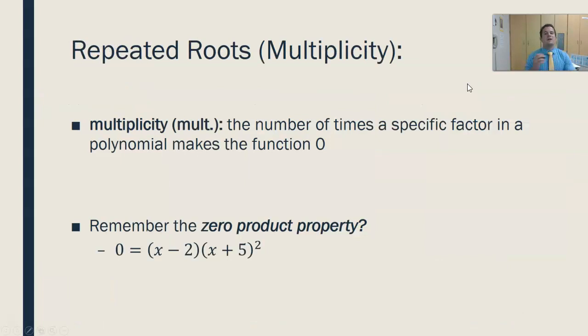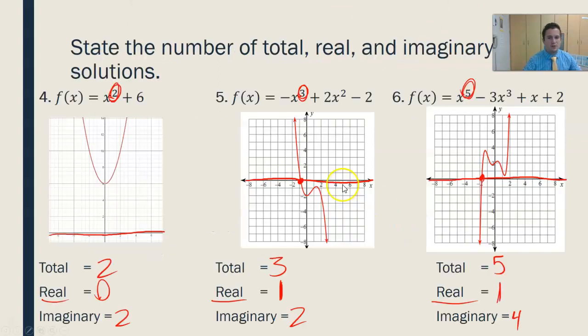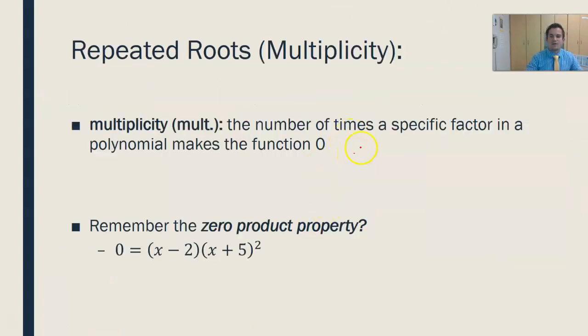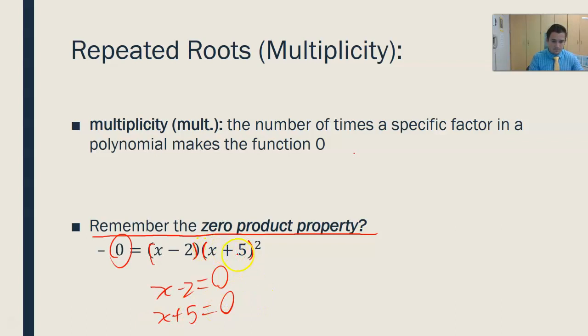Okay, let's talk about repeated roots or multiplicity. What does that mean? Multiplicity is just the number of times a specific factor in a polynomial makes the function 0. If you remember back to Math 2, we talked about the zero product property: when 2 factors multiply together and equal 0, at least one of those factors has to be equal to 0. So x minus 2 has to be equal to 0, or x plus 5 has to be equal to 0. Then my solutions end up being positive 2 and negative 5.